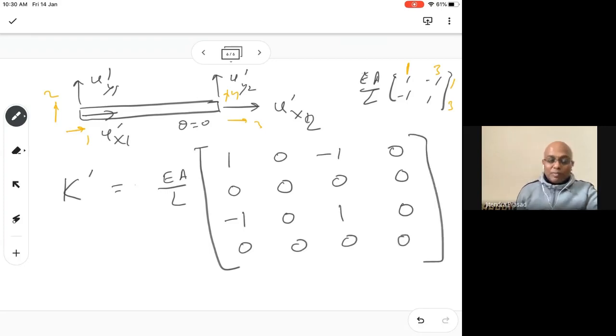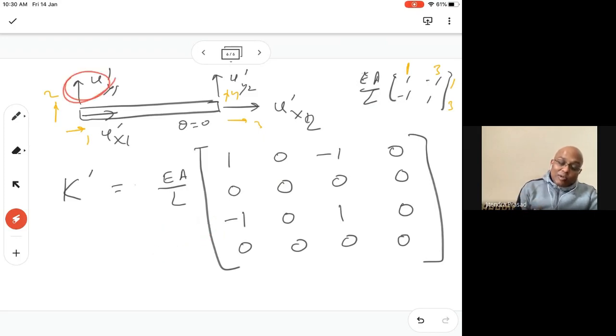What we are doing here is converting the 2 by 2 system into a 4 by 4 system. We just added 2 extra degrees of freedom per node. And why are we doing it? We are doing it so that we can rotate it. Mathematically we can rotate this, and then we see what the K will be.